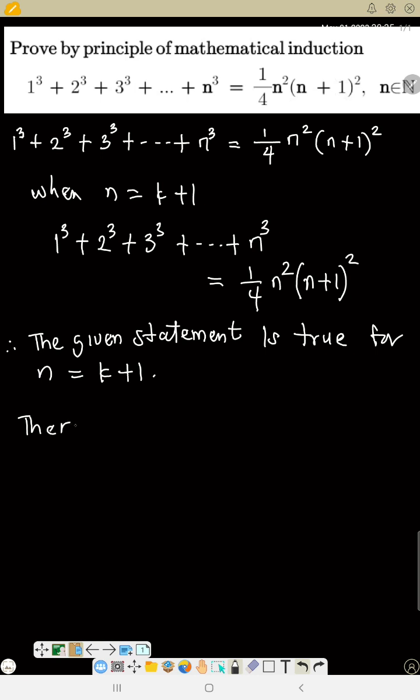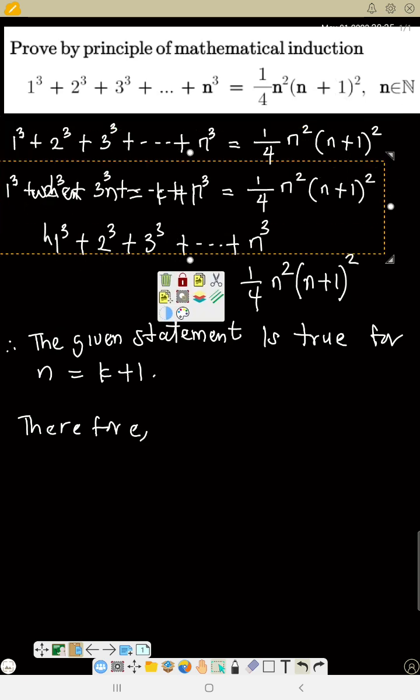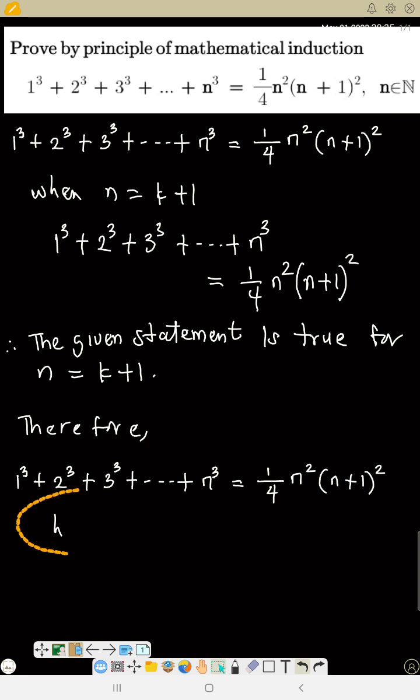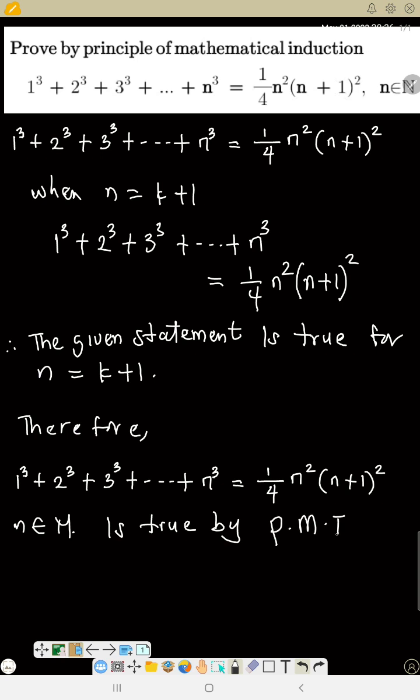Therefore, 1 cube plus 2 cube plus 3 cube plus n cube is equal to this, where n is a member of natural numbers, is true by P.M.I. That is, by the principle of mathematical induction. So we have proof now.